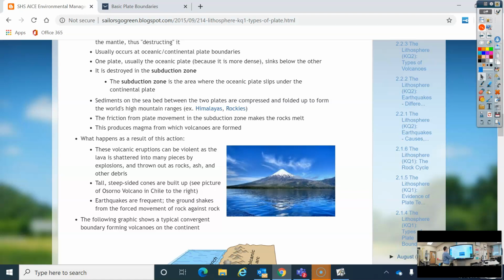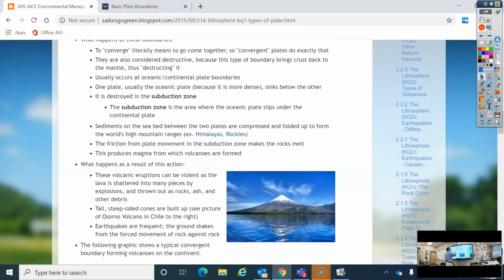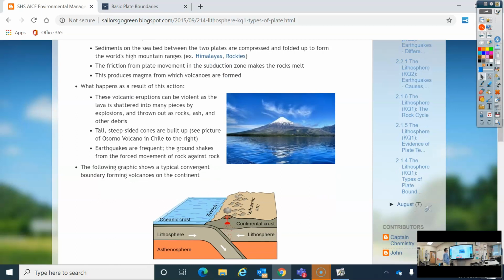So, sediments, back up to below where we did subduction zone. Sediments on the sea bed between the two plates are compressed and folded up to form the world's highest mountain ranges, which are the Himalayas and the Rockies. So your biggest mountain ranges in the world are caused by this motion. The friction from plate movement in the subduction zone makes the rocks melt, and this produces magma from which volcanoes are formed. What happens as a result of this action?